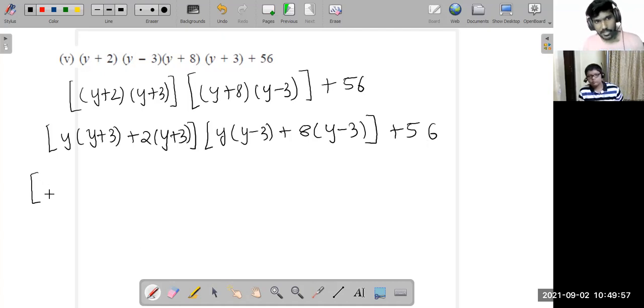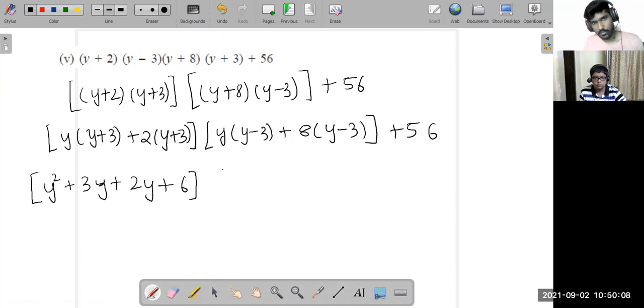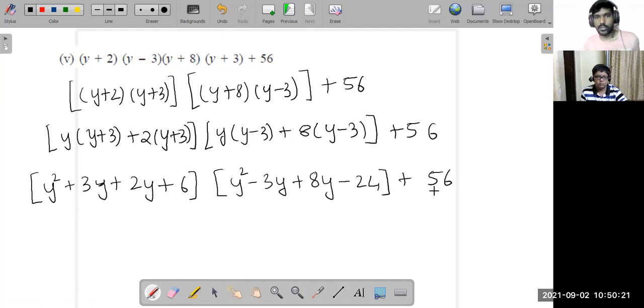Now let's multiply. y square plus 3y plus 2y plus 6. y square minus 3y plus 8y, 8 threes are 24, plus 56. Are these two steps clear? Yes, sir.